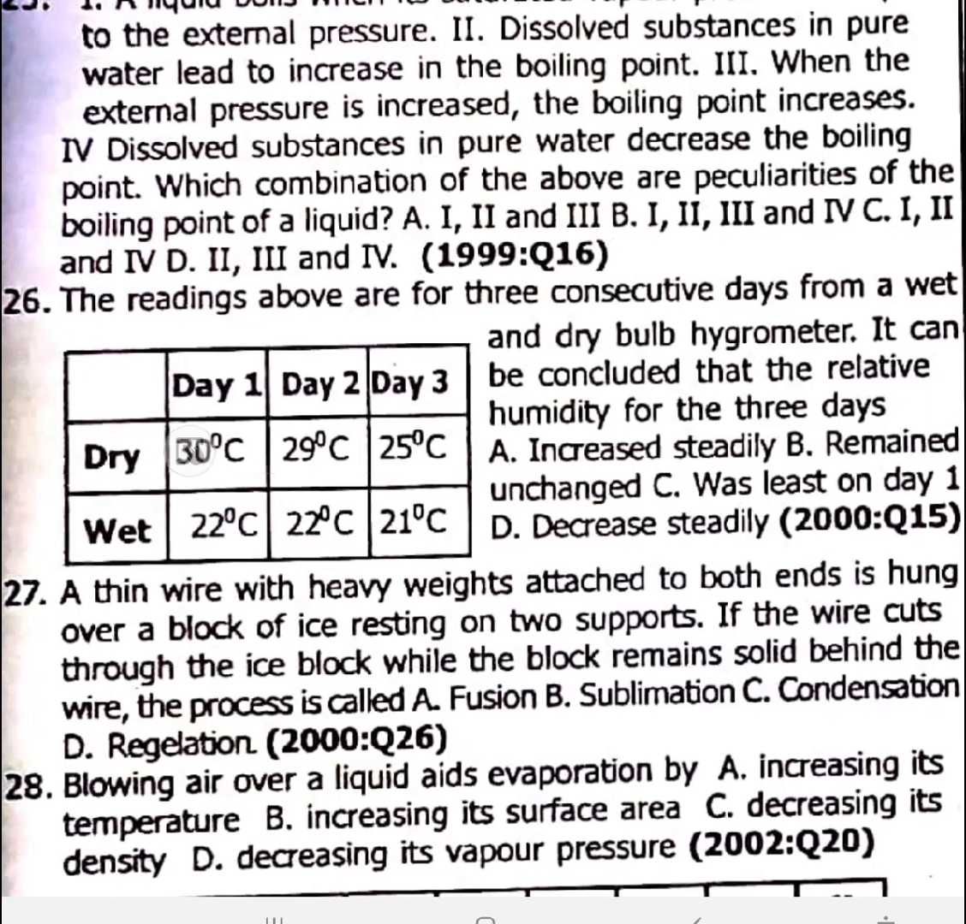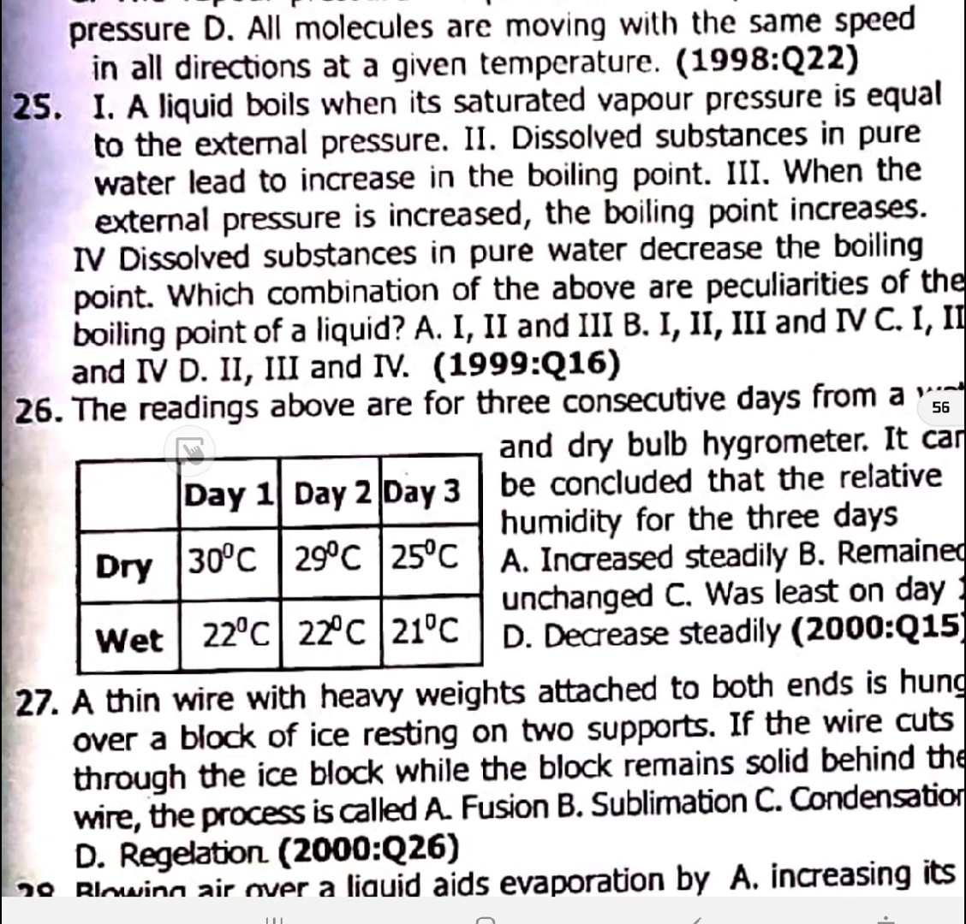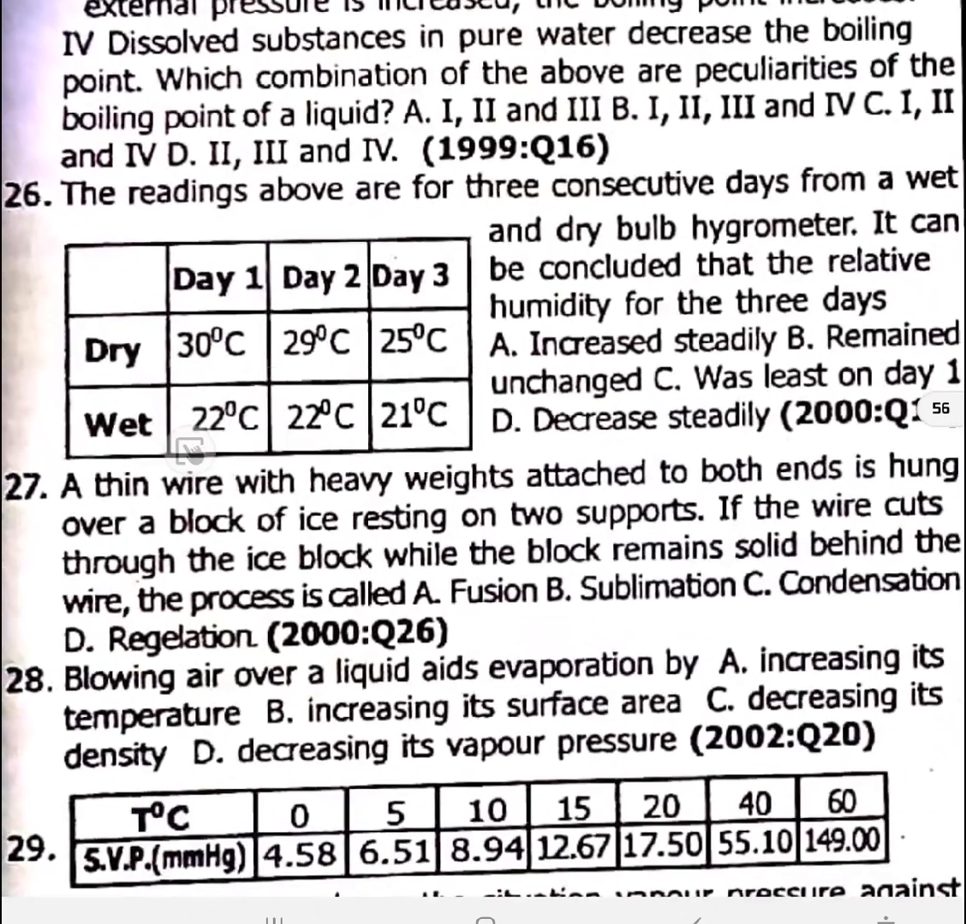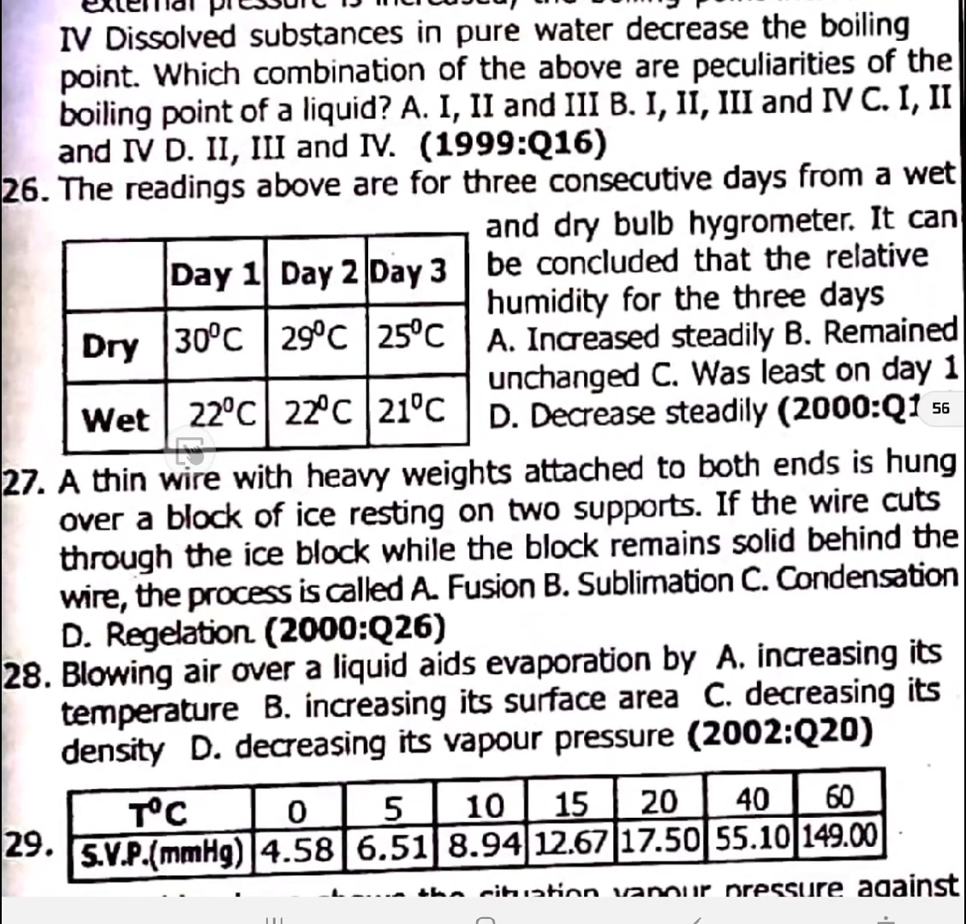Notice what is happening. The difference in temperature of the dry and the wet thermometers is actually the measure of relative humidity. So if you subtract 22 from 30, you get 8, right? 29 minus 22, you get 7. 25 minus 21, you get 4.